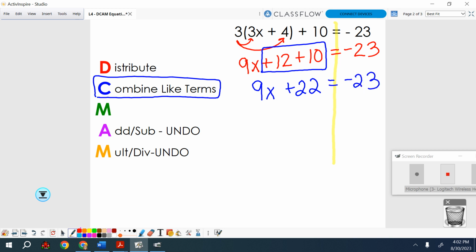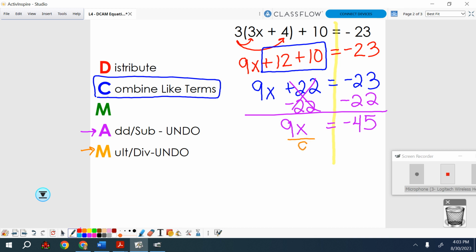So like I said, we don't need to worry about this first M here. So I'm going to move on to this next step where it says add and subtract. We're going to undo any addition and subtraction. So I see a plus 22 here. So I'm going to undo that by subtracting 22 on both sides. That's going to leave me with 9x. These 22s equal 0. So I've got 9x equals negative 45. And my last step here is going to be to undo any multiplication or division. So I will divide this side by 9 and this side by 9. And I find out my answer is negative 5.